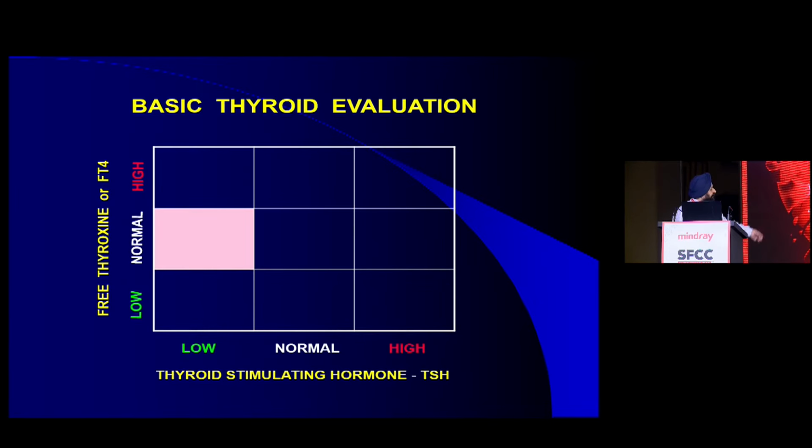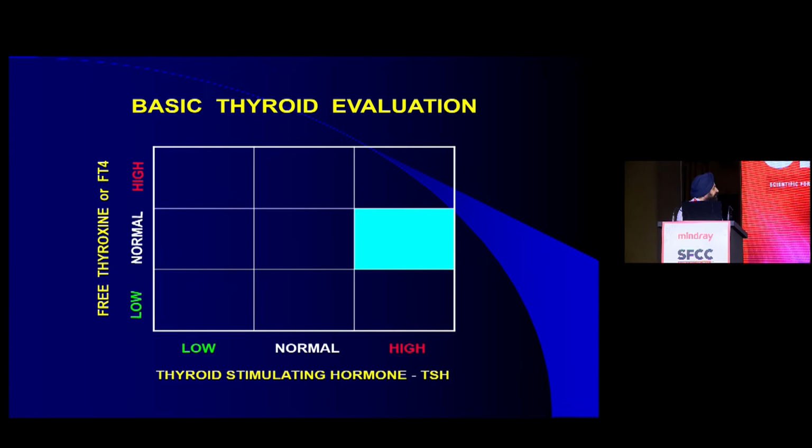Now this is that case that you were talking earlier. FT4 is normal but the TSH is low. This is, yes, this is subclinical hyperthyroidism. Likewise, FT4 is normal and TSH is high. This is a case of subclinical hypothyroidism.